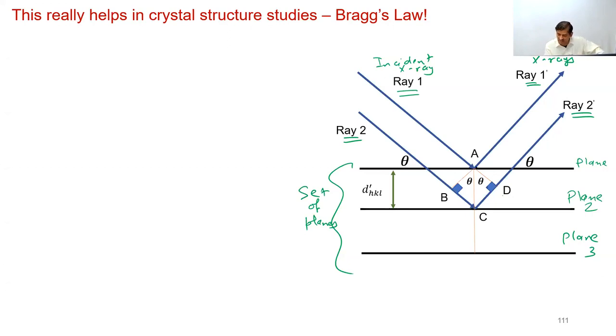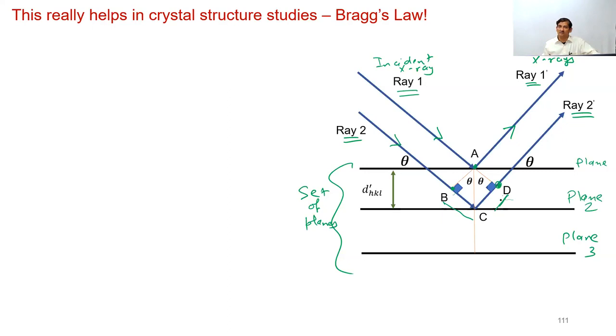Ray 1 comes here and meets the first set of planes at point A. Then it gets scattered in this direction. Ray 2 also follows the same path, and up to point B, both ray 1 and ray 2 have the same path. Likewise, on the scattered side, after point D, ray 1 prime and ray 2 prime are once again following the same distance. Whatever path difference arises between these two rays is actually the length BC and the length CD. So ray 2 is traveling an extra distance given by BC plus CD inside the crystal.